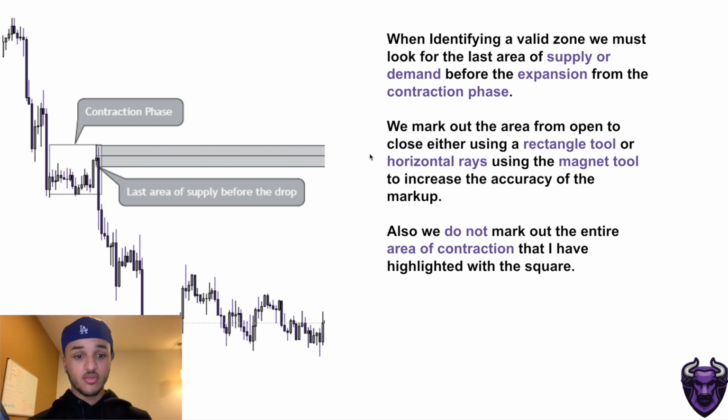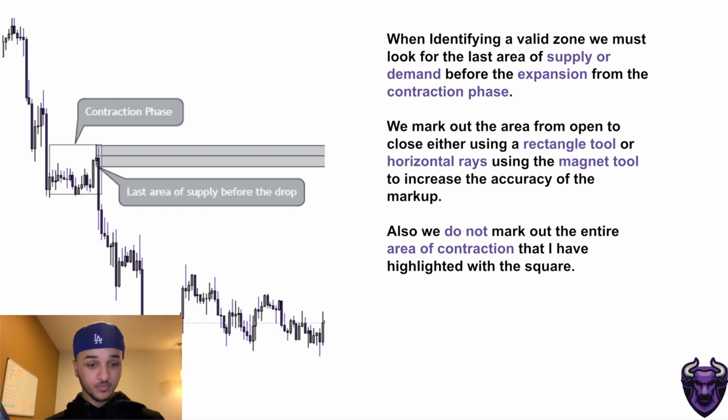Personally, I like to use the rectangle tool when marking out these areas of supply. You can use horizontal rays. You can also edit the Fibonacci tool to mark out these areas of supply and demand. Personally, I use the magnet tool when marking out these areas. The reason is that it increases the accuracy of the markup. It makes sure I'm getting it from the wick to the wick, so that my stop loss is not too big, or I don't miss the open of the candle and miss the trade.